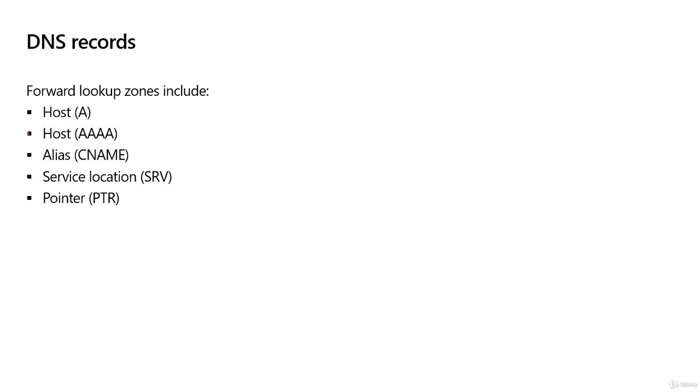The most common types of records we'll have in DNS will be this host A record. Sometimes it's called a host record, sometimes it's called an A record. The A just stands for address. You'll most often hear it referred to as host A though. That's what you're usually going to hear.